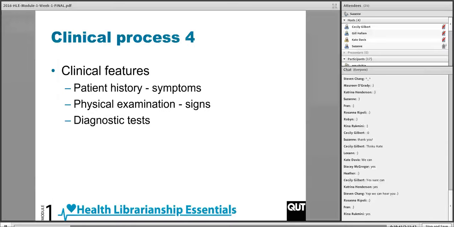Okay, so the next stage in the clinical process is looking at the clinical features of the illness as it's manifest in the patient. And much of the actual clinical encounter between a patient and a health professional consists of the identification of the clinical features of an illness.